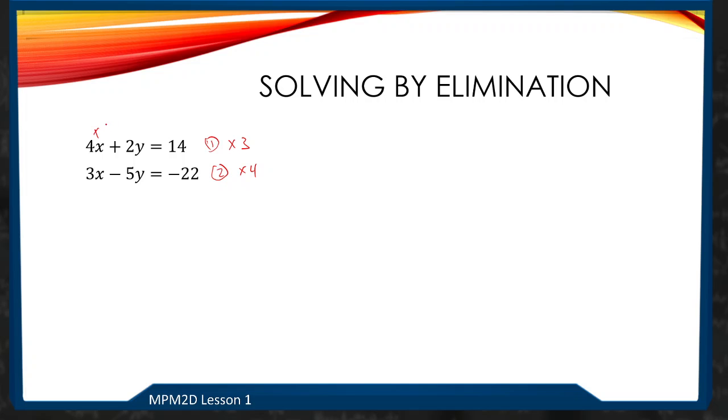So this one times 3, then it's going to be 2 times 3, not 2 times 2, Mr. Stone, and 14 times 3, 3x times 4, -5y times 4, and 22 times 4, which will end up working out to 12x plus... So 4 times 3 is 12x, 2 times 3 is 6x, 14 times 3 is 42. 3 times 4 is 12, 5 times 4 is 20, and 22 times 4 is 88.